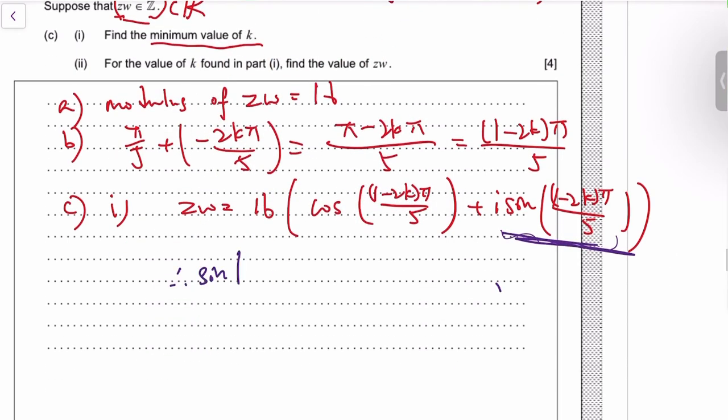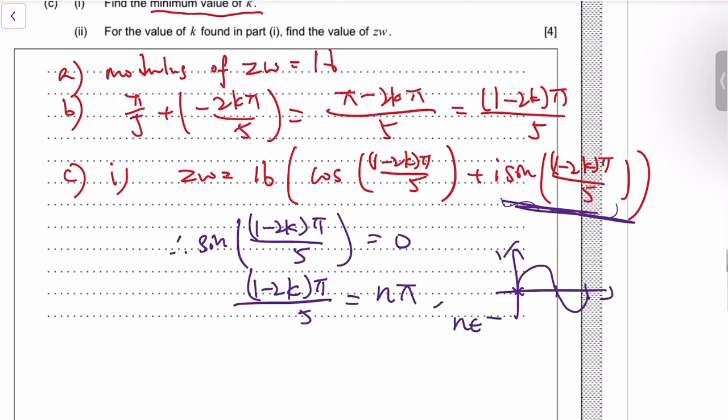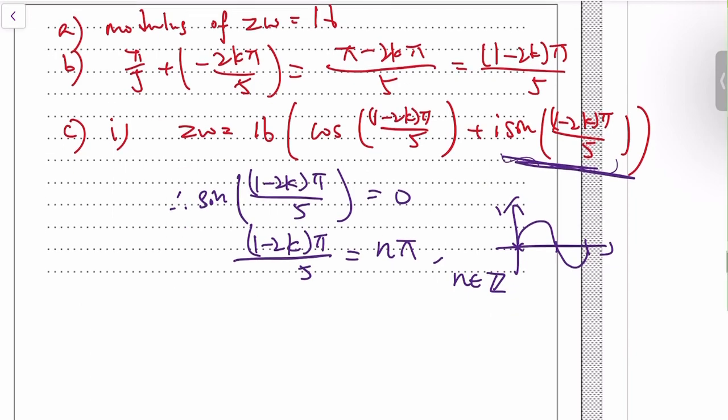So sine of (1 minus 2k) pi over 5 has to be 0. Then you think, what gives you sine 0? Well, sine 0 gives 0, sine pi gives 0, sine 2 pi gives 0, and so on. So the thing inside must be a multiple of pi, where n is an integer, and it could be negative. So we cancel out the pi. That means 1 minus 2k has to be 5 times an integer.